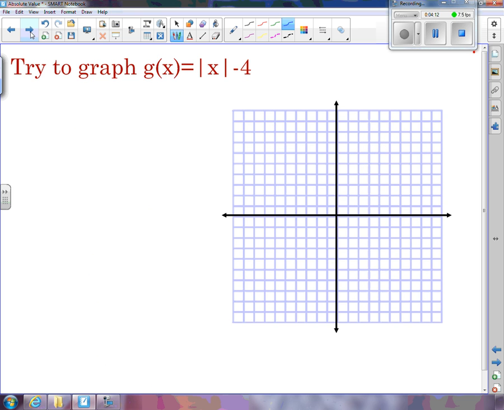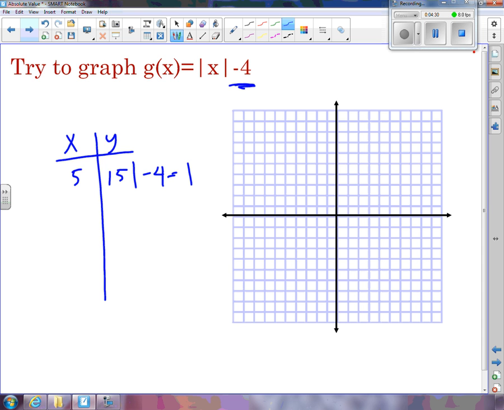So now let's try another graph. If I try this graph, I have -4 instead. So you may be able to predict what this is going to look like, but if you're not sure, you could always plug in values. Let's try to plug in 5. If I take the absolute value of 5 minus 4, it's going to give me 1. So I have the point 5, 1.